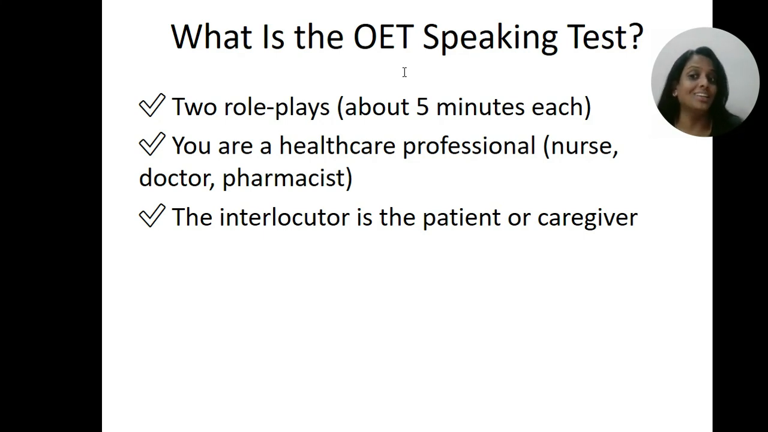First one, clinical communication and linguistic criteria. Okay, so today our focus is going to be on linguistic criteria. Are you ready? Let's dive in deeper.